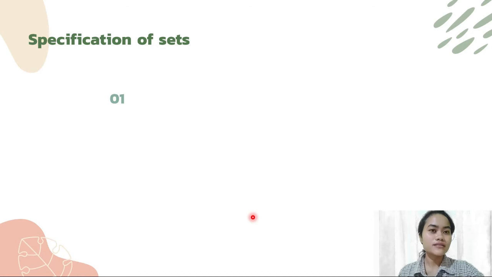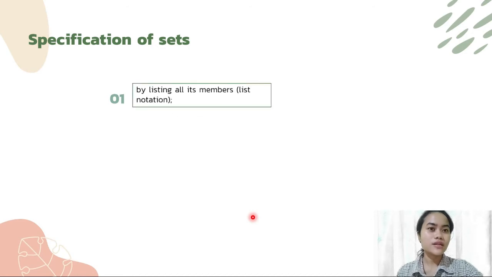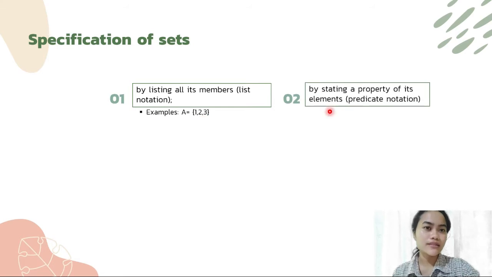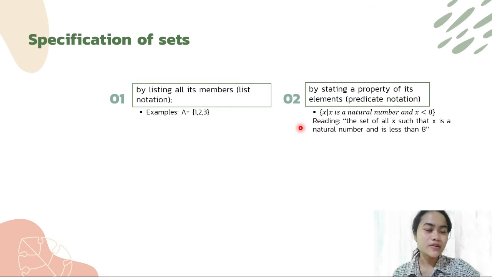Now for the specification of a set. Number 1 is by list notation. For example, A equal to, and when you write that, you must enclose it with brackets, A equal to {1, 2, 3}. Number 2 is by predicate notation. For example, the set of all x such that x is a natural number and is less than x.